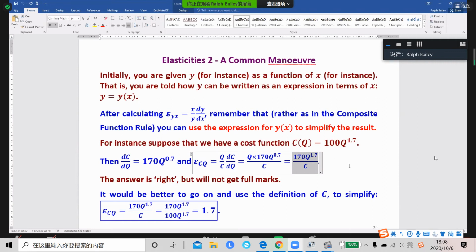And in all these elasticity questions, you've got a y and an x, but remember you've also got y in terms of x. You're given that. So we've got C in terms of Q. We can substitute that in, and then everything will cancel, and you get 1.7. So just remember this as something you often do with elasticities. It's almost routine that you've got that substitution in at the end.